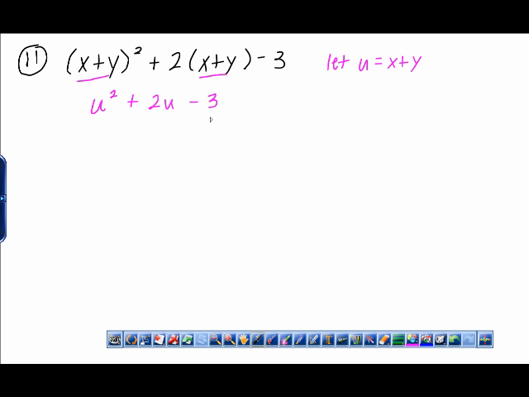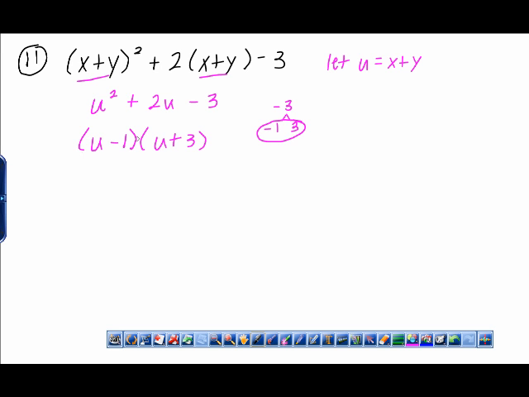I can see now that this is definitely factorable. If I break up negative 3 into 1 and 3, where the 1 is negative, negative 1 plus 3 is positive 2, so this factors into u minus 1 and then u plus 3. It's probably easier to see it this way than it was in its original form.